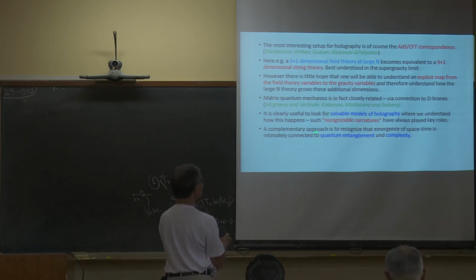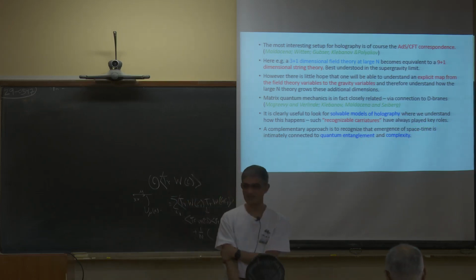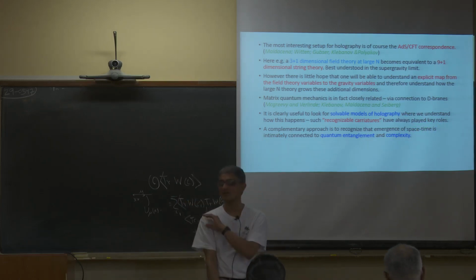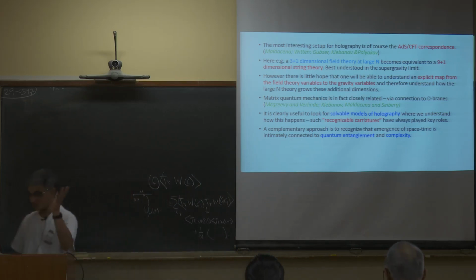And I should mention there is a complementary approach to understand this, which is to connect the emergence of space-time with quantum entanglement and complexity. What would be really great is to merge these two ways, having a really concrete example of how this works. That's what I would really love to do.